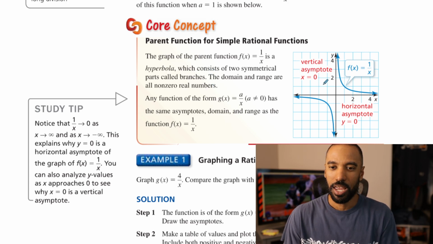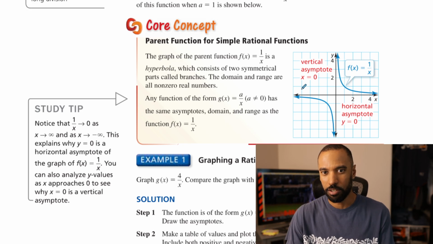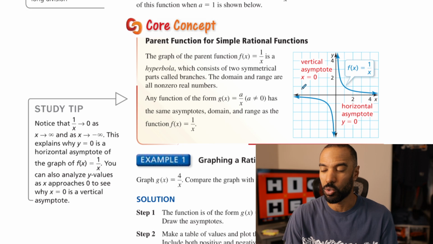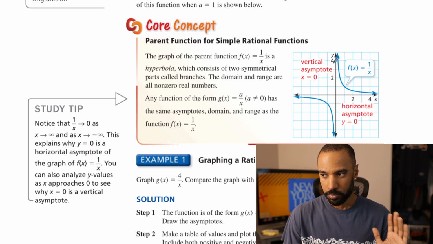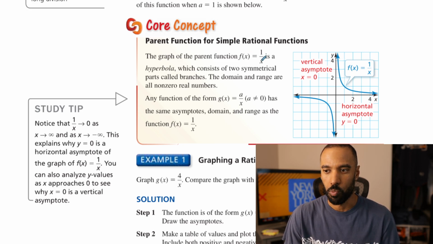So here is what our graphs will, for the most part, look like. It gets really confusing. We'll see if we can make sense of why this graph looks the way it does and how the majority of the graphs will look this way. Some won't. But what's going on here? All right, parent function for a simple rational function. This is 1 over x.